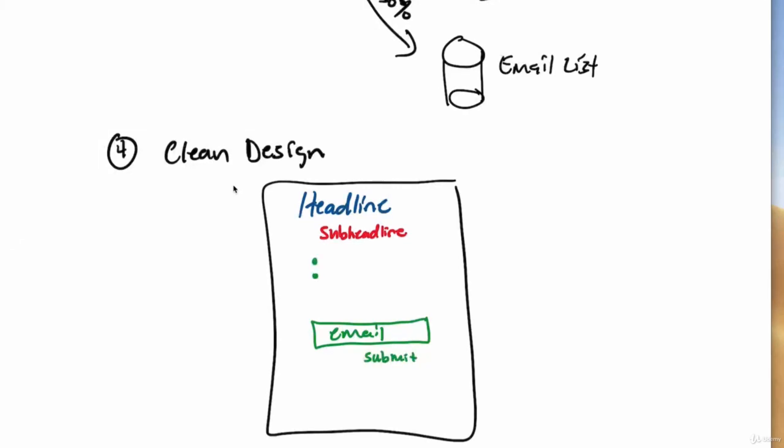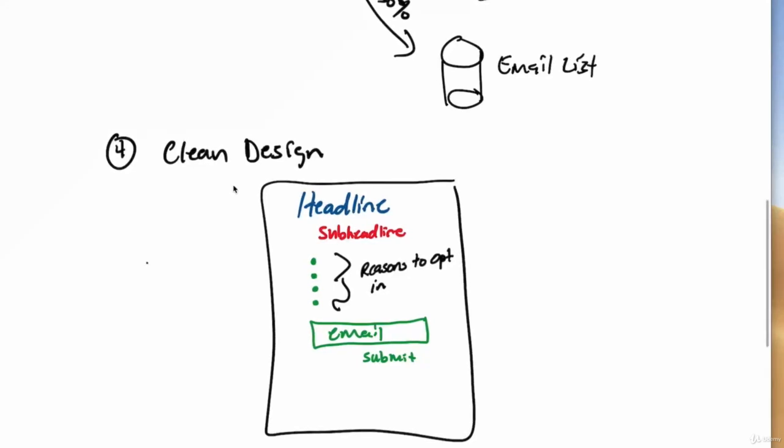And then usually it's going to have some bullet points. These bullet points right through here are usually reasons to opt in. So we're usually showing people reasons to opt in here. And then somewhere on this page, always show your lead magnet. Okay? Always show your lead magnet.